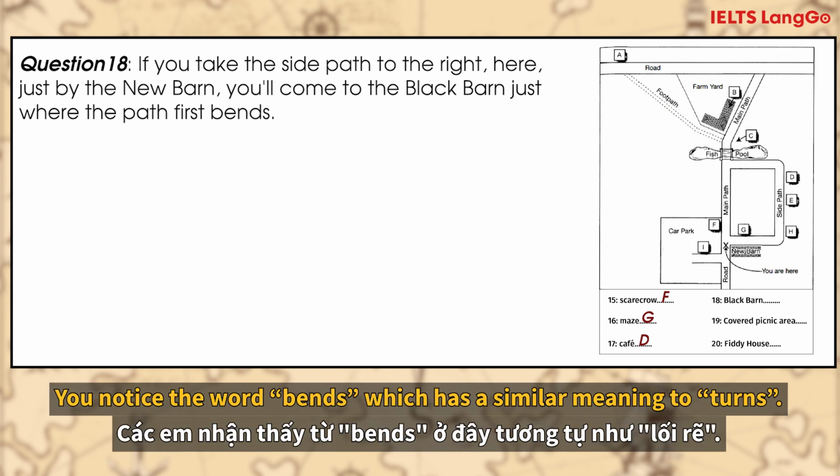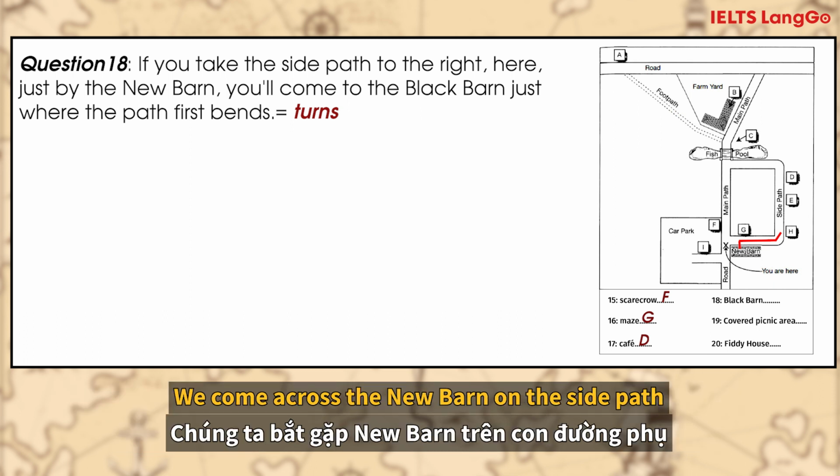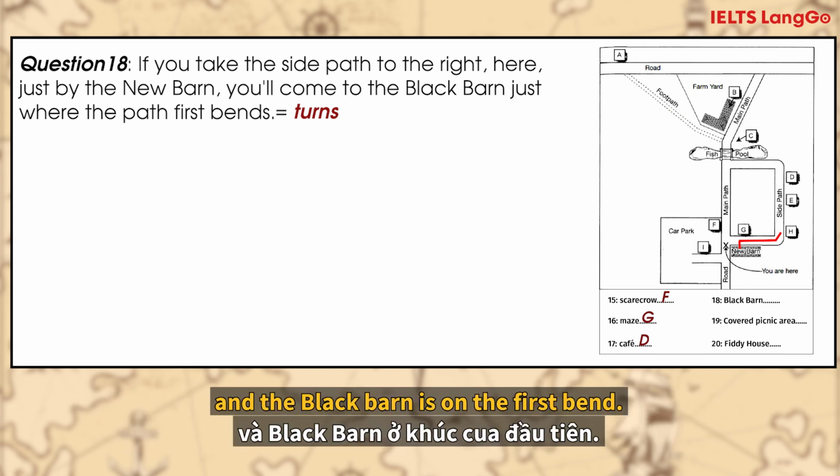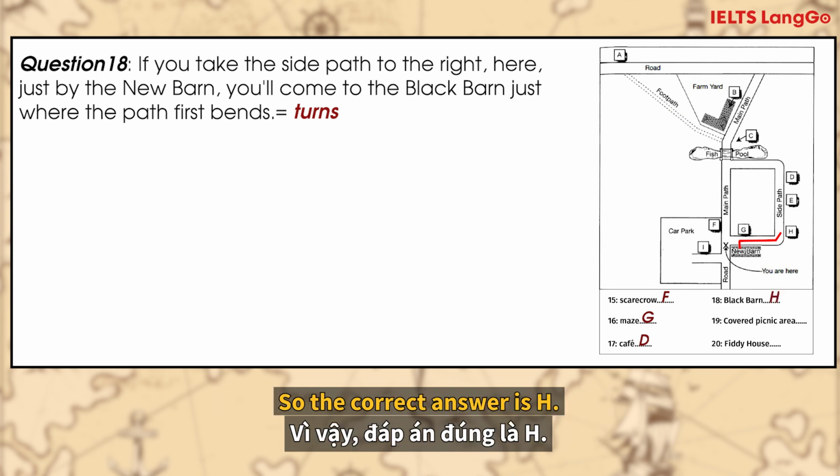You'll notice the word bends here, which has a similar meaning to a turn. We come across the new barn on the side path, and the black barn is on the first bend. So the correct answer is H.